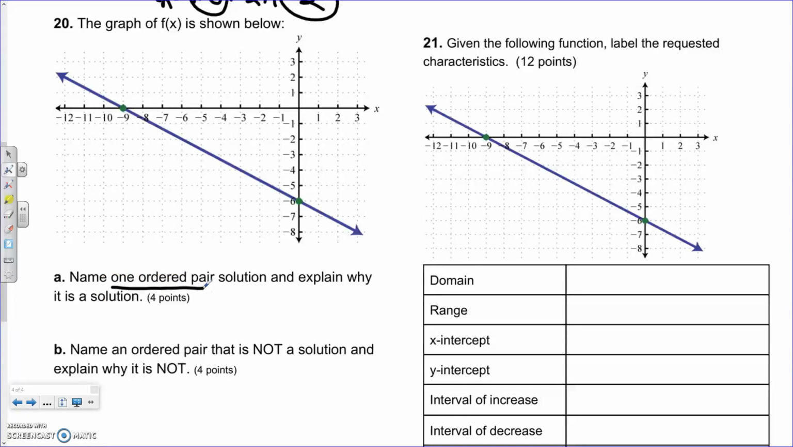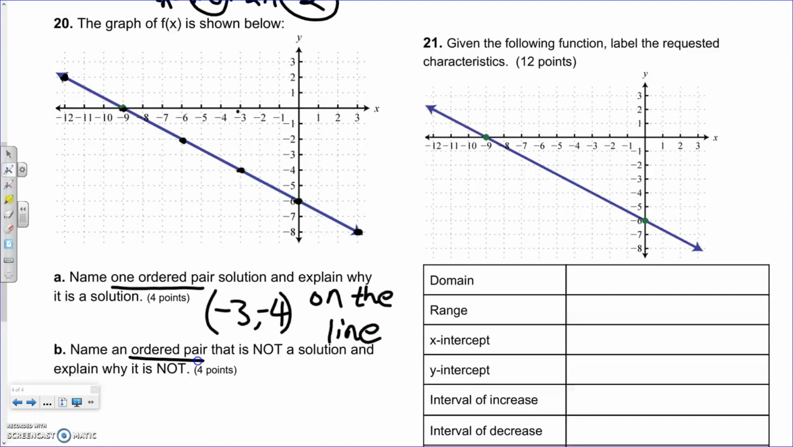Well, you just have a straight line, so that means the solutions are on the line. So you can pick anything. You could pick this point, this point, this point, or that point. Any of those points would be satisfactory here. So I'm just going to pick one of them, it doesn't matter which. Let's do -3, -4. So -3, -4 would be a solution. And why is it a solution? Because it's on the line.